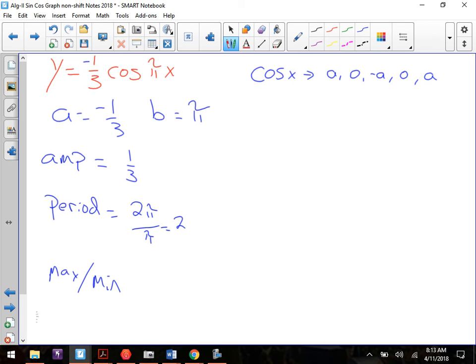So when you go here, again, I start at 0. What do I end at? 2. Okay. What's half of 2? 1. What's half of 1? 1/2. And what's between 1 and 2? Between 1 and 2 is 3/2. All right. My A value is negative 1/3, so I have a positive 1/3 and a negative 1/3 I have to mark off.